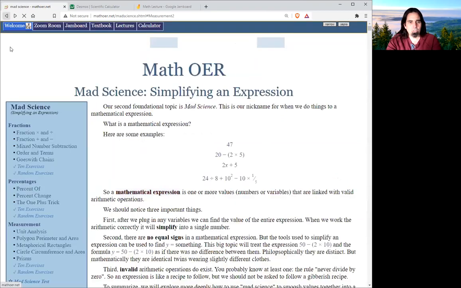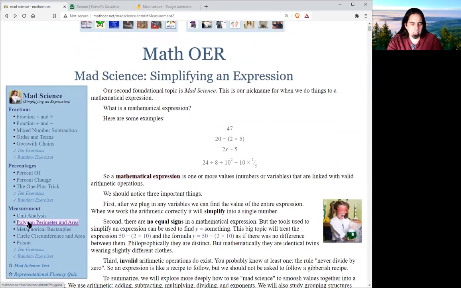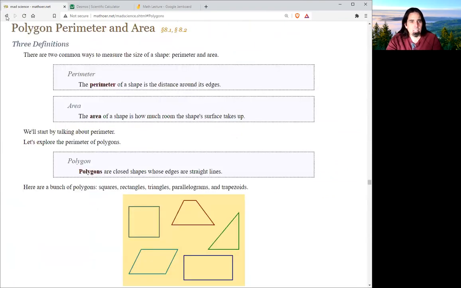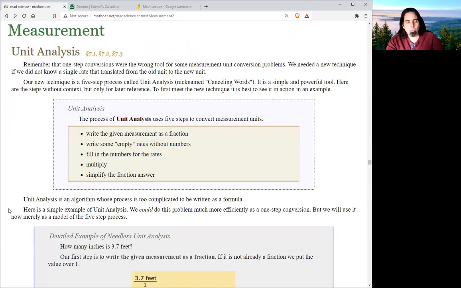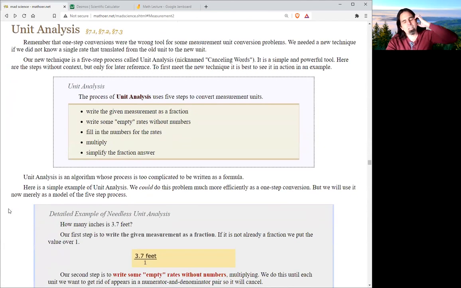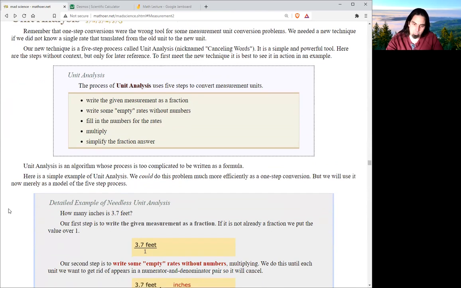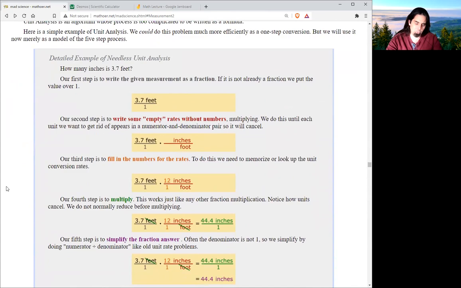Okay, back to here. Actually, I'm going to back up more. So talking about measurement, we started with unit analysis. And unit analysis was this wonderful way to squish lots of rates together. And we did 2 examples on the board that are also here in the notes.